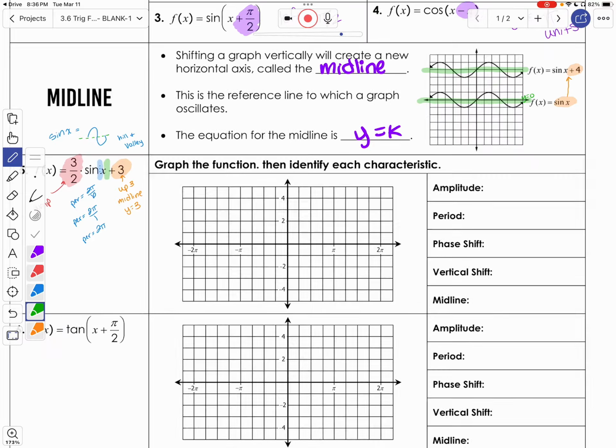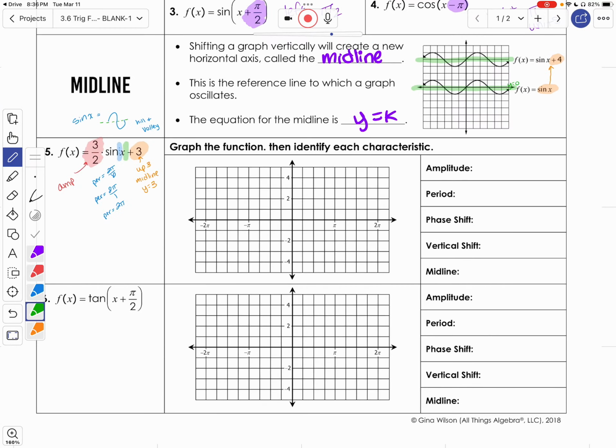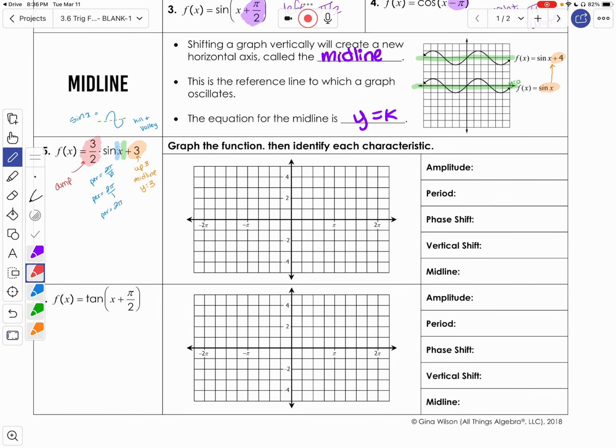Oh, so the same information goes here. Okay, I have an amplitude. I have an amplitude of 3/2. I have a period of 2 pi. I do not have a phase shift. I had a vertical shift up 3, and that means I have a midline at 3.